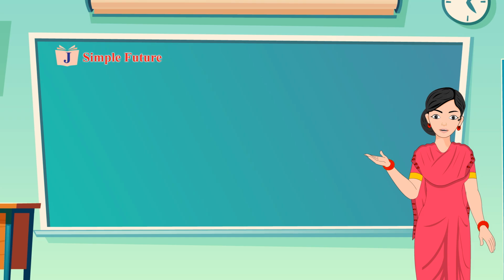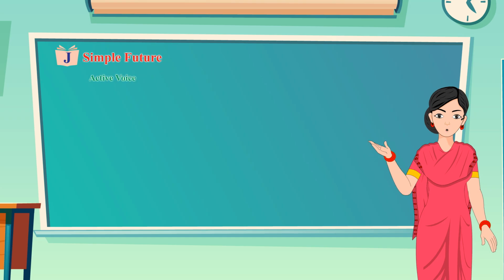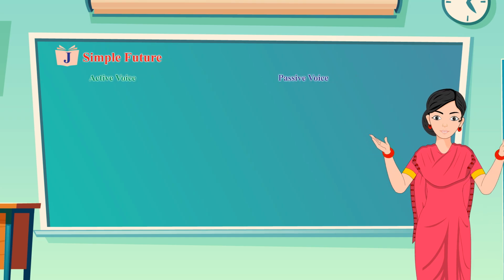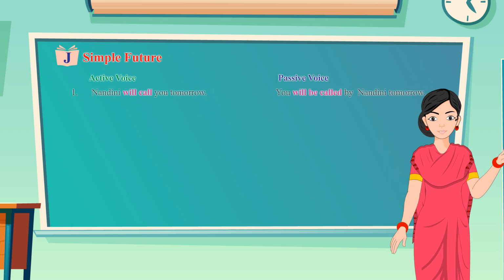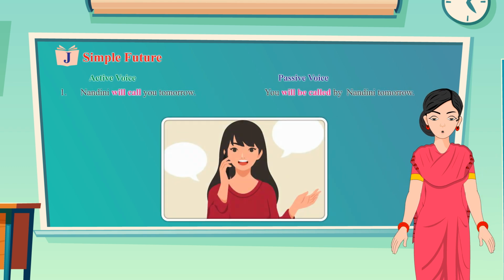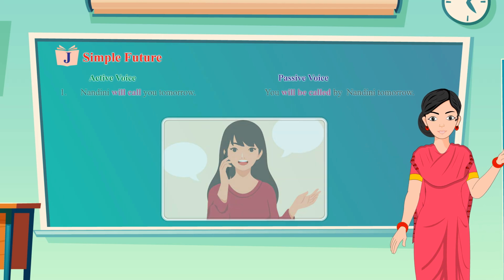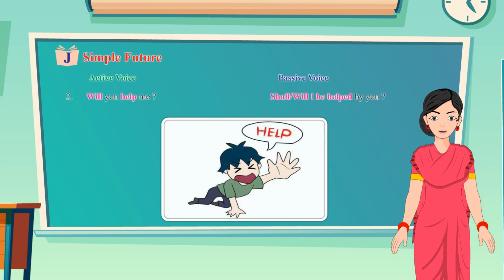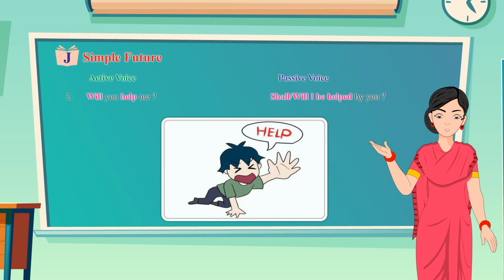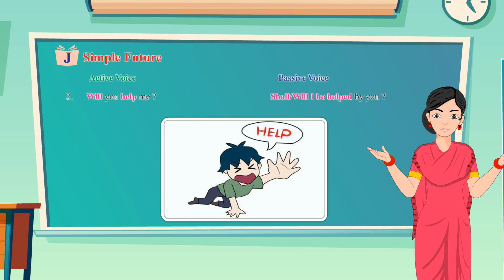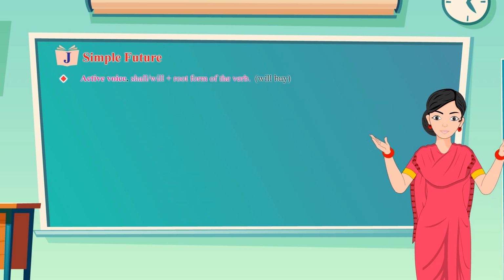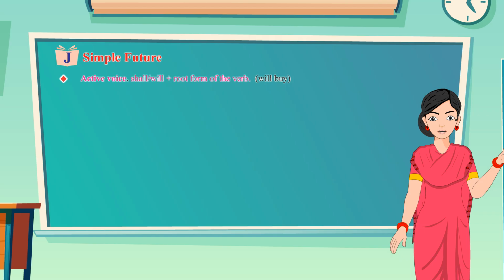J. Simple future. Active voice, passive voice. 1. Nandini will call you tomorrow. You will be called by Nandini tomorrow. 2. Will you help me? Will I be helped by you? Active voice: will plus root form of the verb, will buy. Passive voice: will be plus past participle form of the verb, will be bought.